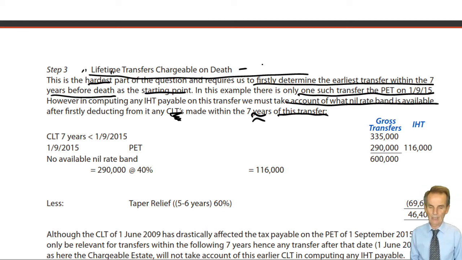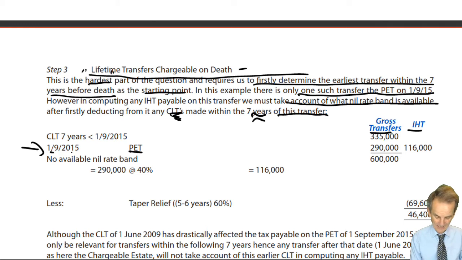It's an objective testing question, so you're not even going to head that up in your own workings. You're simply going to know that this is what you are doing. Gross transfers, IHT. The first and only transfer within the 7 years before death is that one, the PET, I beg your pardon, dated the 1st of September 15.